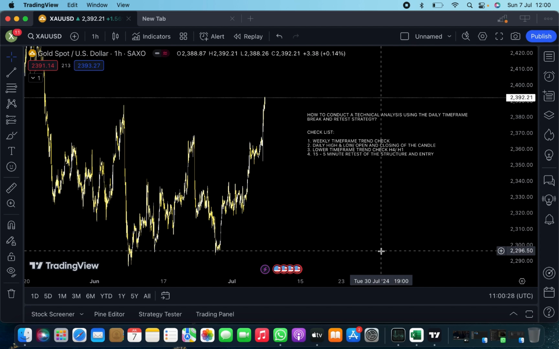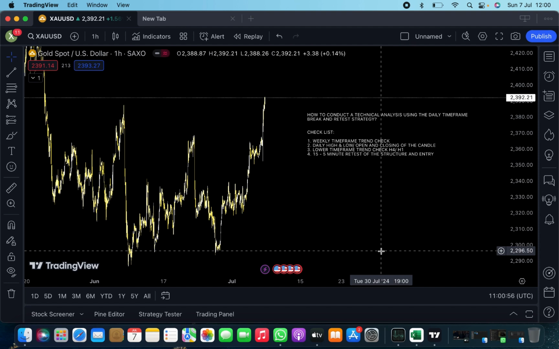So, what strategy am I currently using to trade gold? Well, due to the high volatility and to the high trading volume on gold, gold sometimes does not respect certain strategies. Hence, I have decided to start trading using one very simple strategy, and this is something that anyone, even a beginner, can trade with.